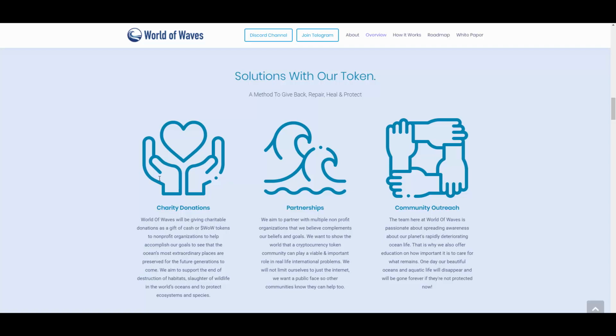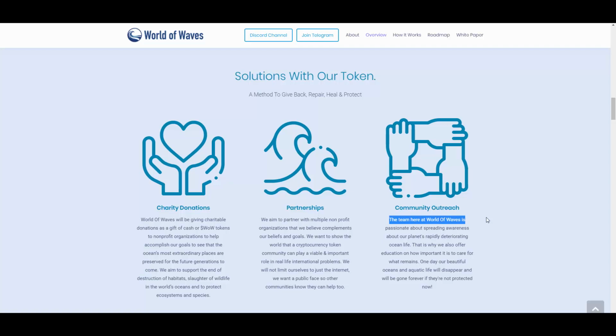Partnerships, they will be partnering as you can see with a lot of cool projects as well as organizations, and it's also community outreach. The team here at World of Waves is passionate about spreading awareness about our planet's rapidly deteriorating ocean life, and that is why we also offer education on how important it is to care for what remains.